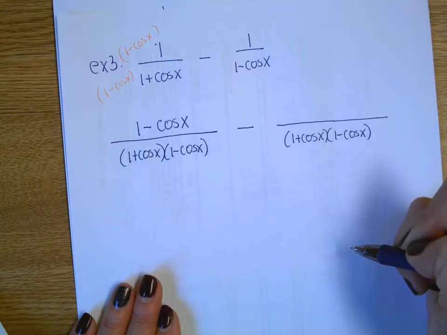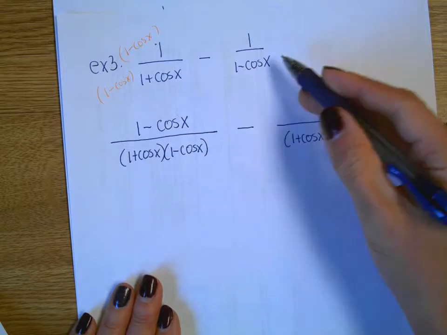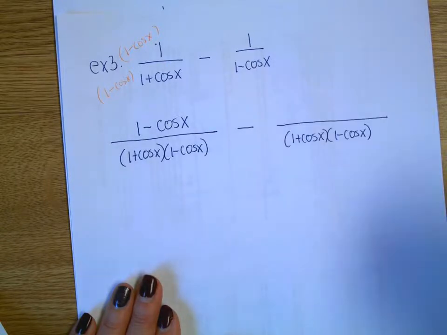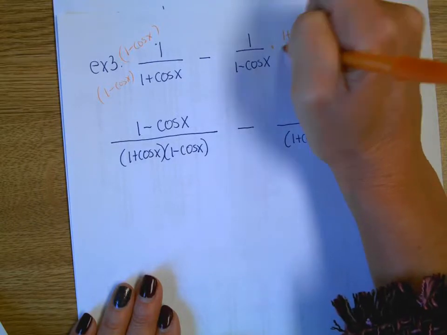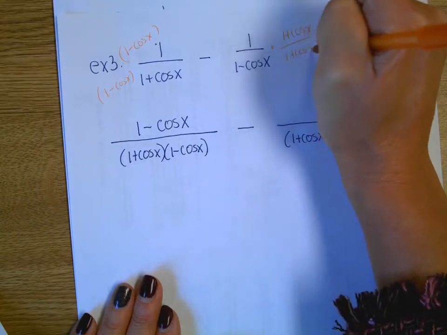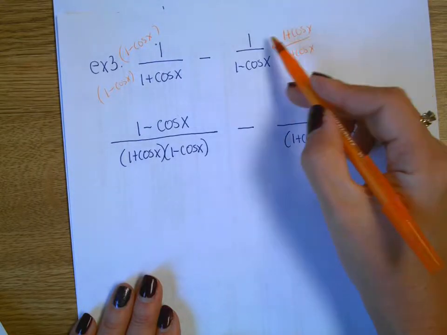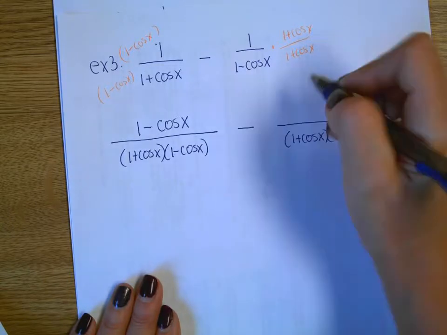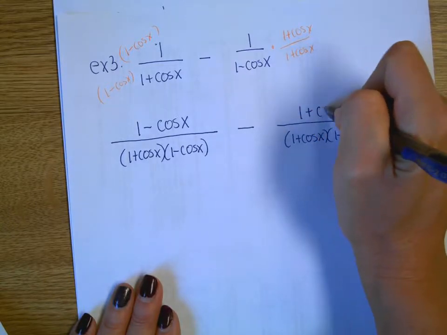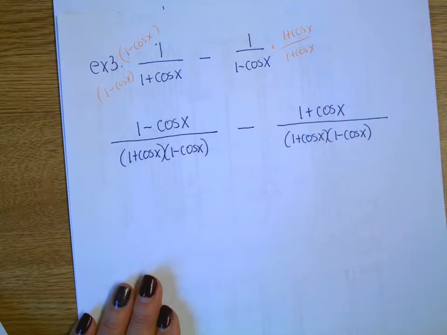So far, so good? Now how about the second fraction? What did it get multiplied by? 1 plus cosine x over 1 plus cosine x. And that's going to get multiplied by the 1, so it's not going to change anything. It's just going to stay 1 plus cosine x.